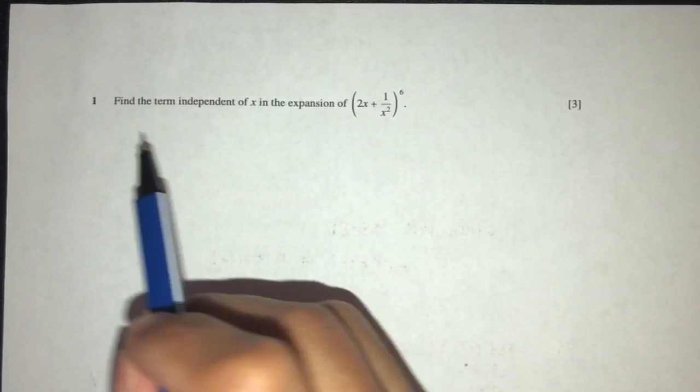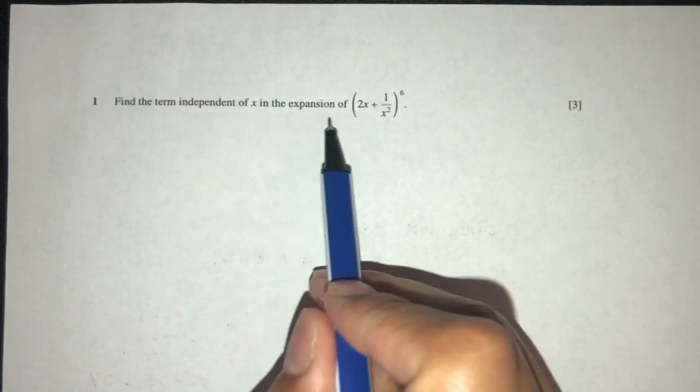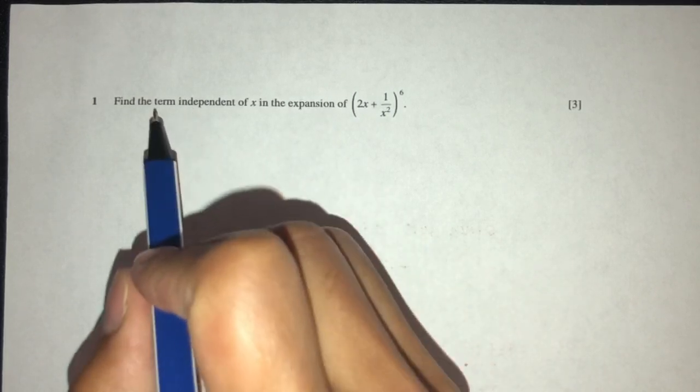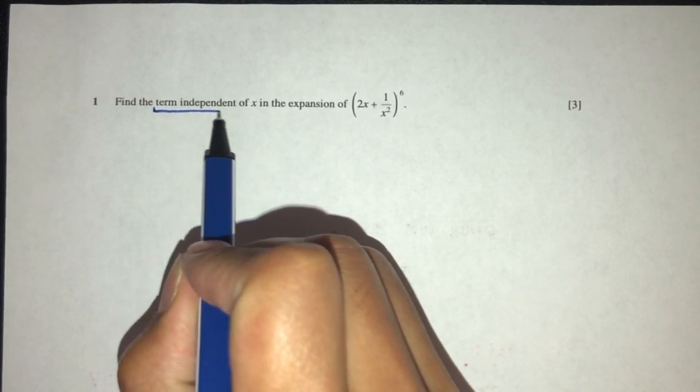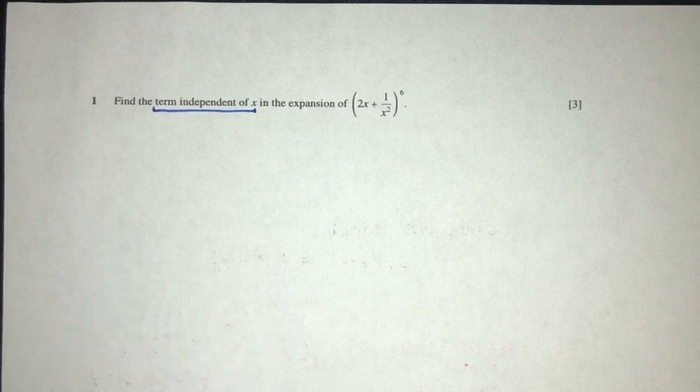Okay, so here we have to find the term independent of x in this expansion. Now we understand that the term independent of x is a term without x. So how are we going to find this from this? You have a few options. The first one, you can expand everything and choose the term which is independent of x, or you can choose the term directly from this expansion.